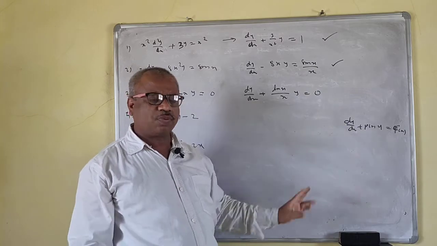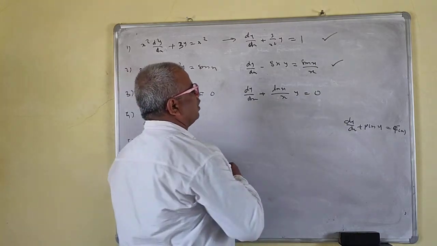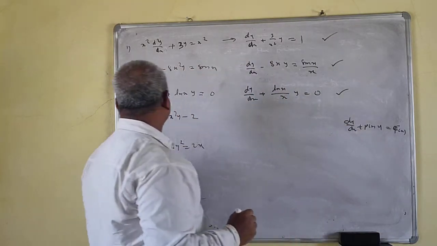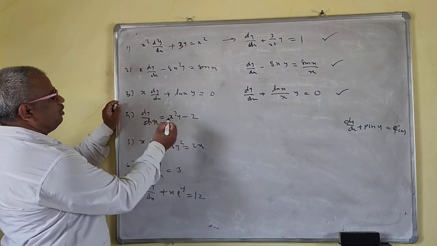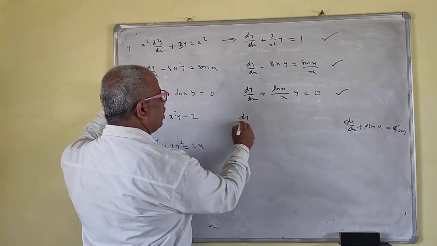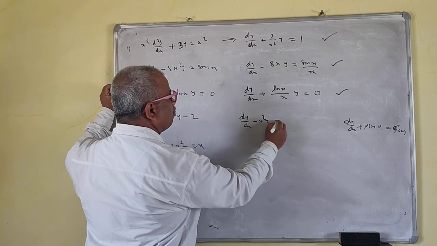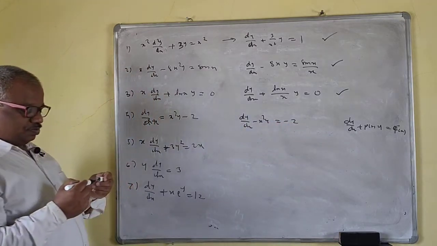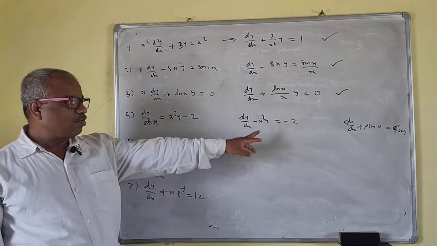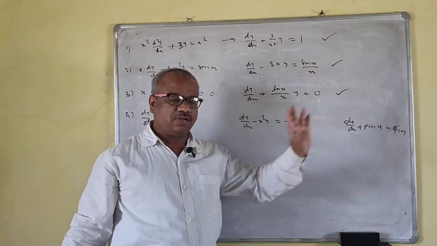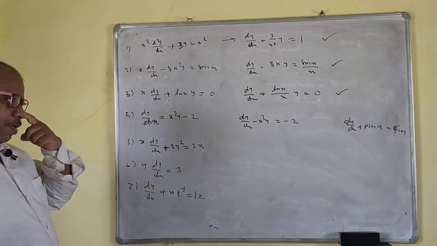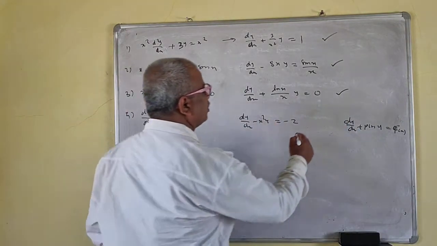So f of x is 0, no problem. This is the linear differential equation. What about this? I can write this minus here. So what we get? dy by dx minus x square y is equal to minus 2. Okay, so this is of the form dy by dx plus py is equal to f of x. So this is also linear differential equation.